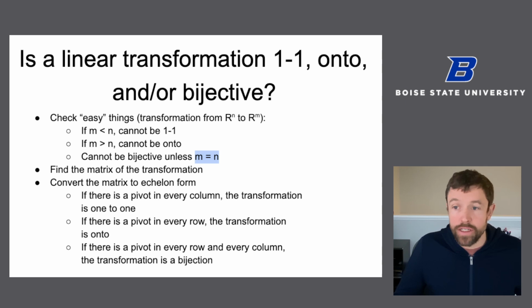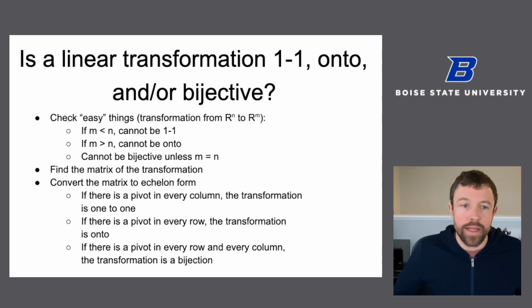If the dimensions are different, if either our input is bigger than our output in dimension or our input is smaller than our output in dimension, then we can rule out two of the possibilities, right? We can rule out one-to-one and bijective, or we can rule out onto and bijective. But regardless, if we're trying to figure this out, something will be possible, right? We can't rule everything out.